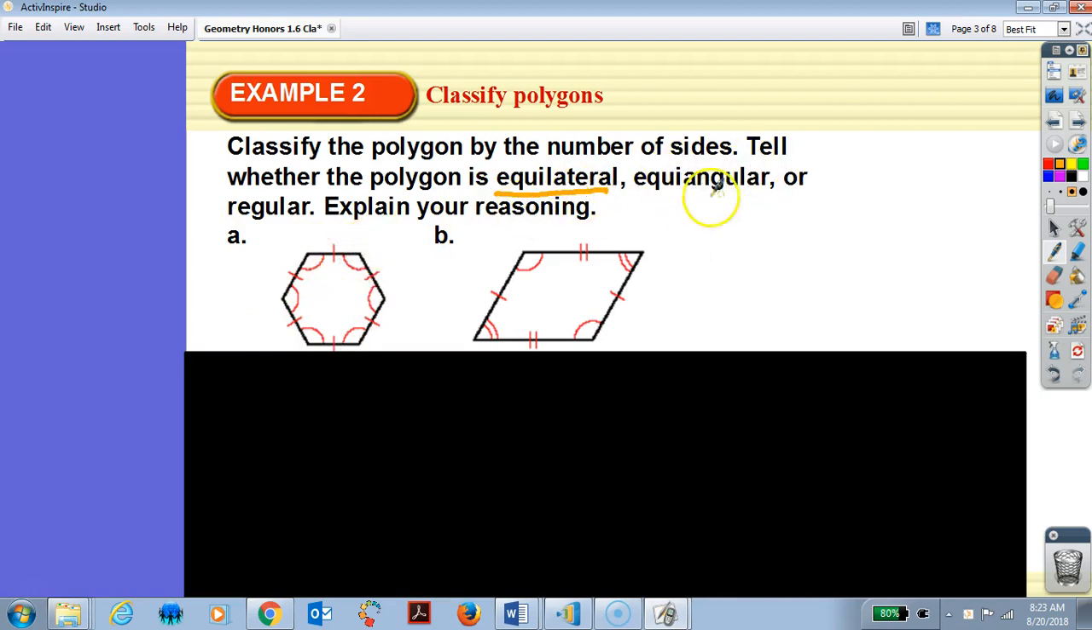All right, what do you guys think equiangular means? That all of the angles are equal. So do you guys see these arc marks saying, hey, we're all equal? So this polygon is equilateral and equiangular. Therefore, it is regular. For it to be regular, it must be equilateral and equiangular, okay? It must be equilateral and equiangular to be a regular shape. So right here, this is a regular hexagon. How about this one? 1, 2, 3, 4 sides. 4 sides is a quadrilateral.